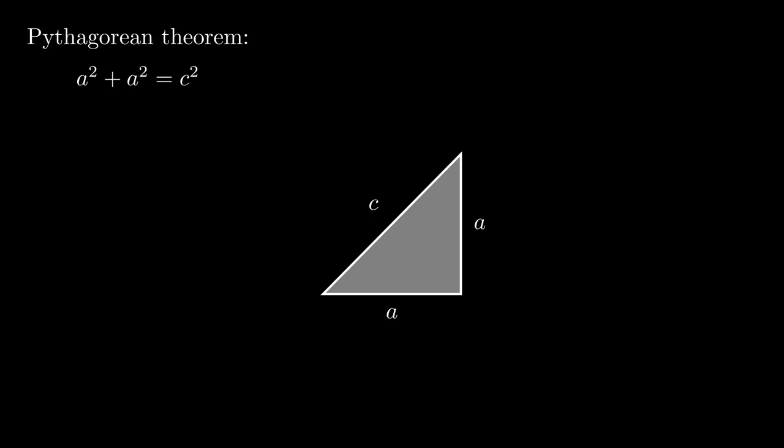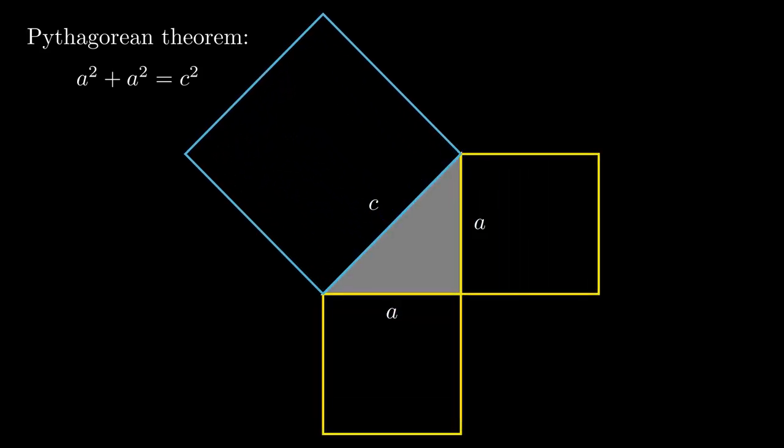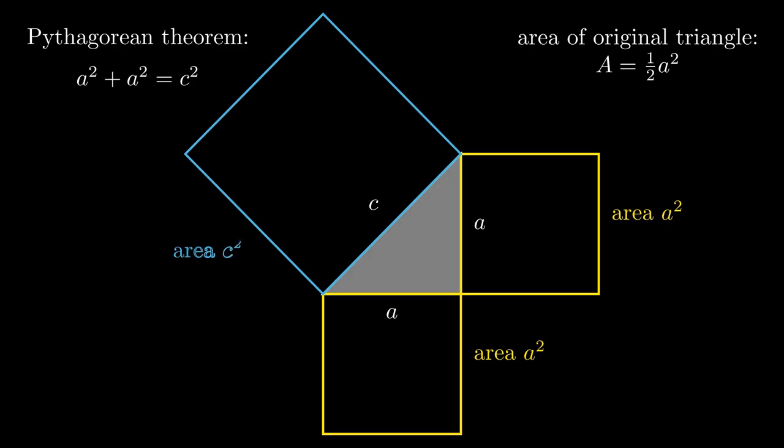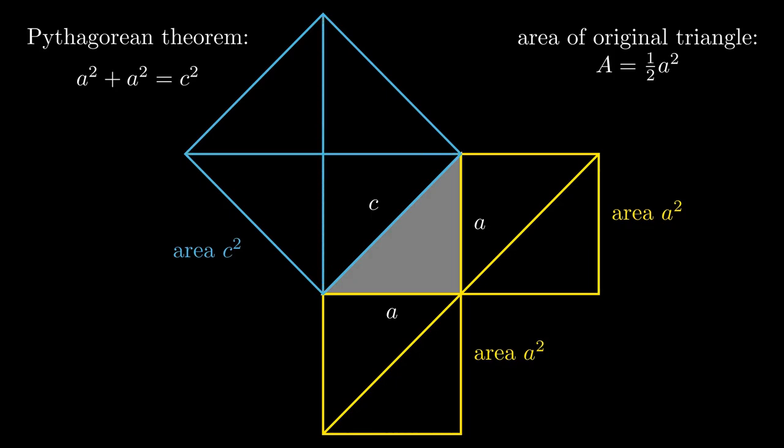Consider the isosceles right triangle shown with leg A and hypotenuse C. Draw the squares of the two legs and of the hypotenuse. The former have area A squared each and the latter has area C squared. Now draw one diagonal in each of the squares of the legs and both diagonals in the square of the hypotenuse. This splits the square of each leg into two triangles and the square of the hypotenuse into four triangles.